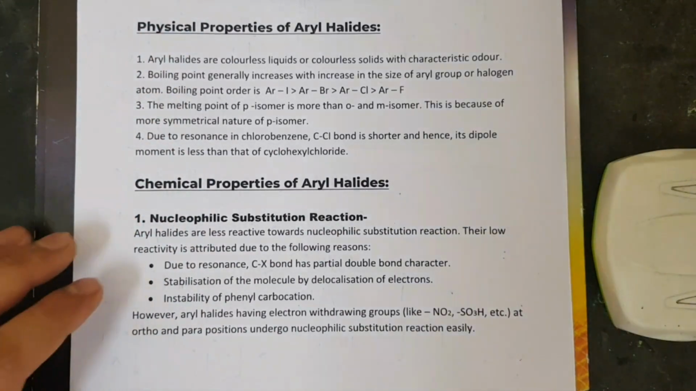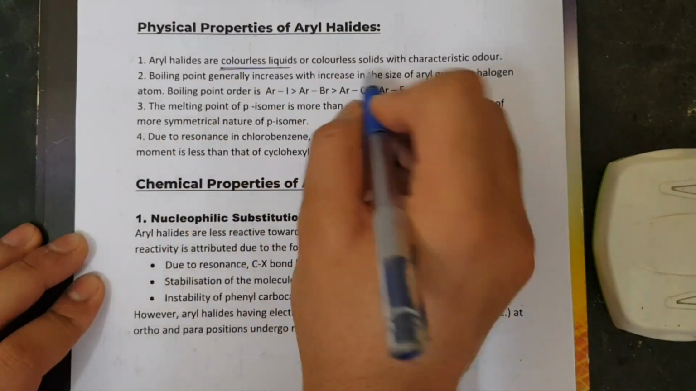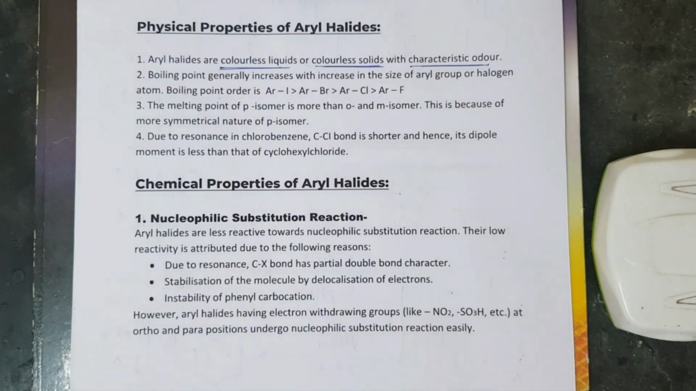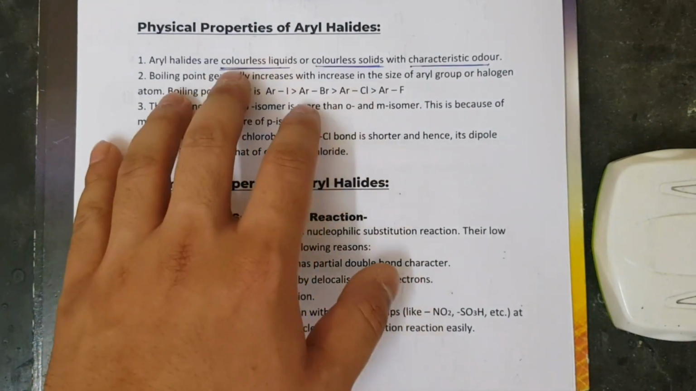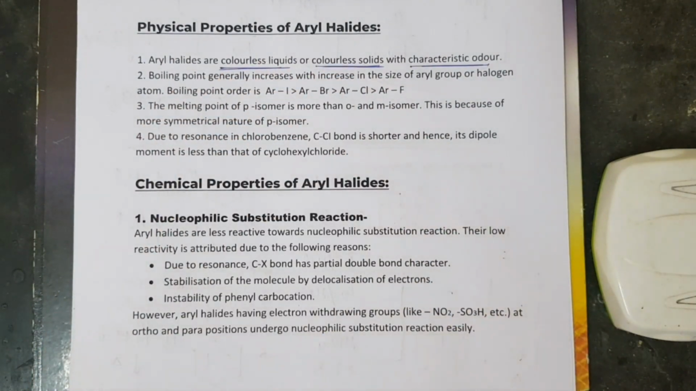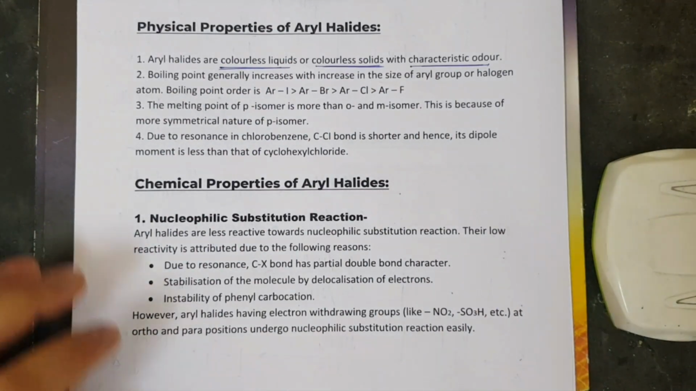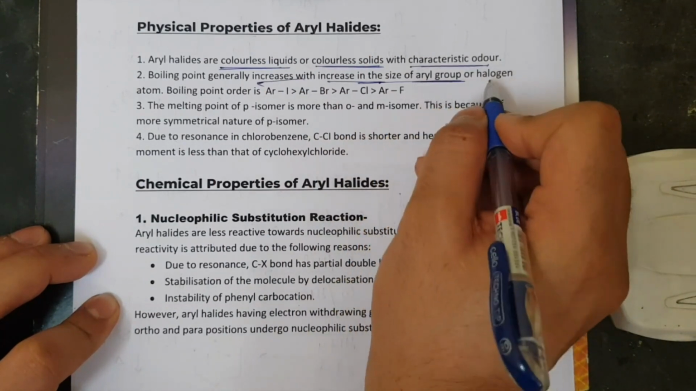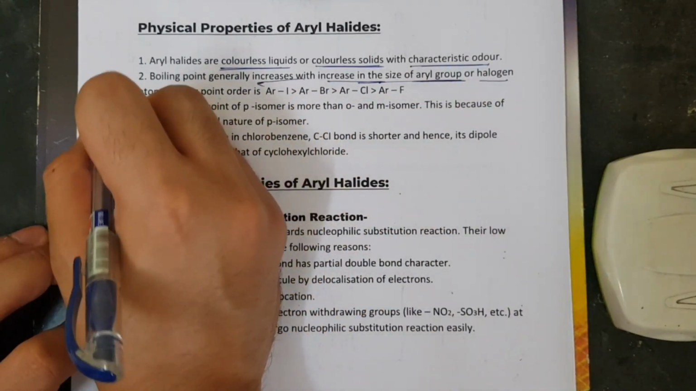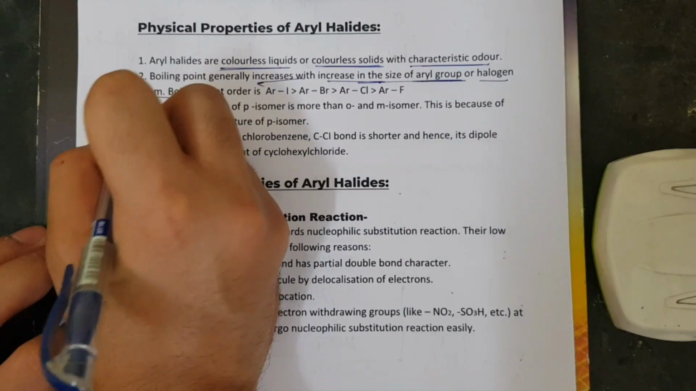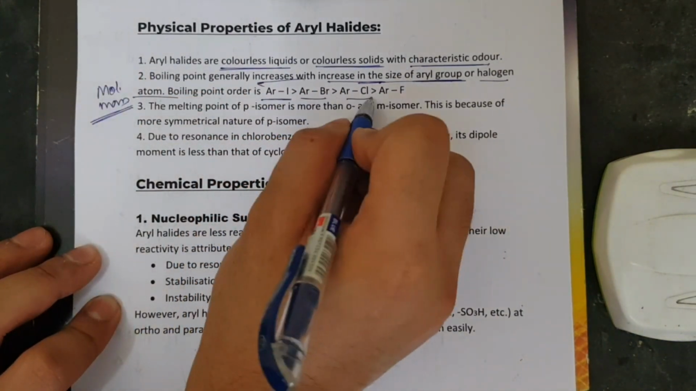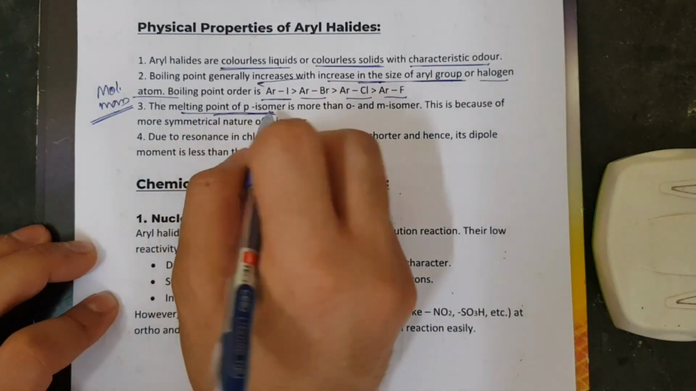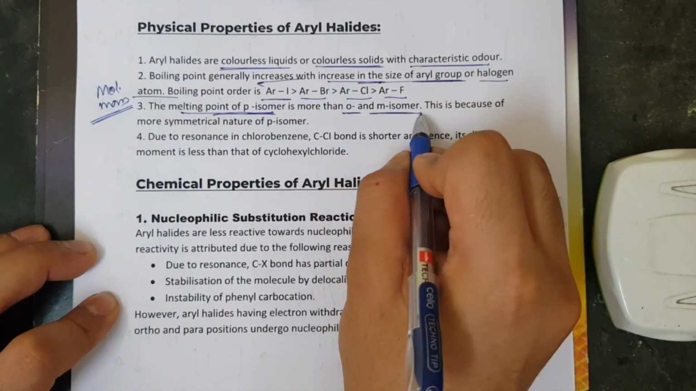Now let us move on to some physical and the chemical properties of aryl halide as given in the NCERT. So aryl halides are colorless liquids or colorless solids with characteristic odor. Like if you would have performed the lab experiments, you would definitely know that by guessing the smell only, you can identify which aryl halide it is. Okay, boiling point generally increases with the increase in the size of the aryl group or the halogen atom. Same logic, molecular mass. So that is why you can see that the iodide would have greater than the bromide, fluoride, etc. The melting point of the p isomer is more than the ortho and the meta isomer.